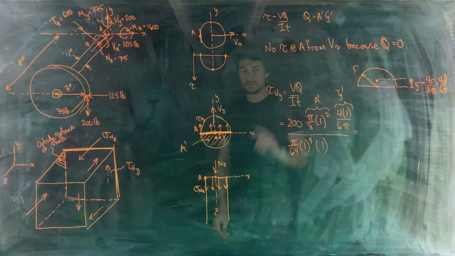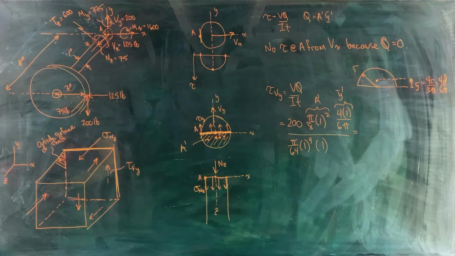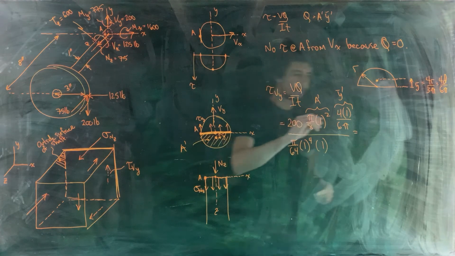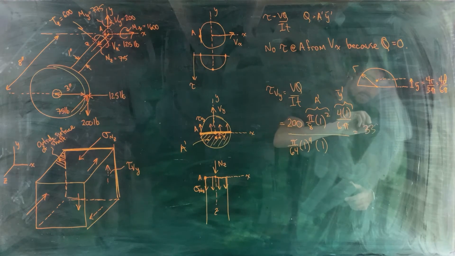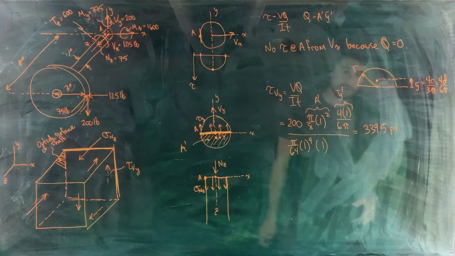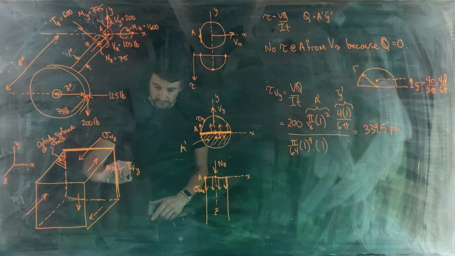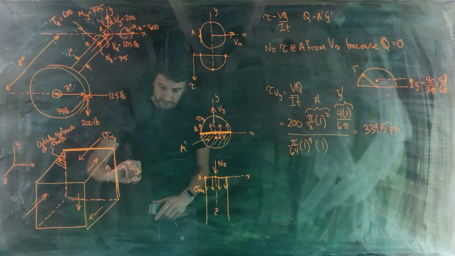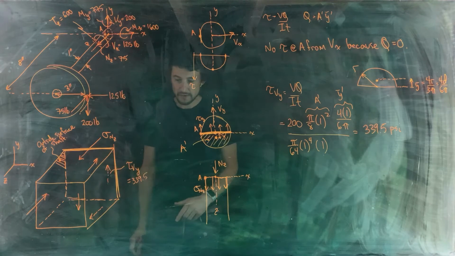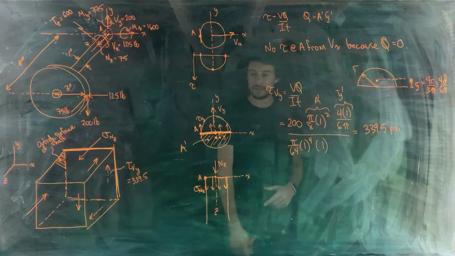So let me see what that number came out to be when I did the calculation. For me, it came out to be 339.5 psi. Okay. So we're going to take that and put that over here. So we've got 339.5. And just remember that that's in psi there.